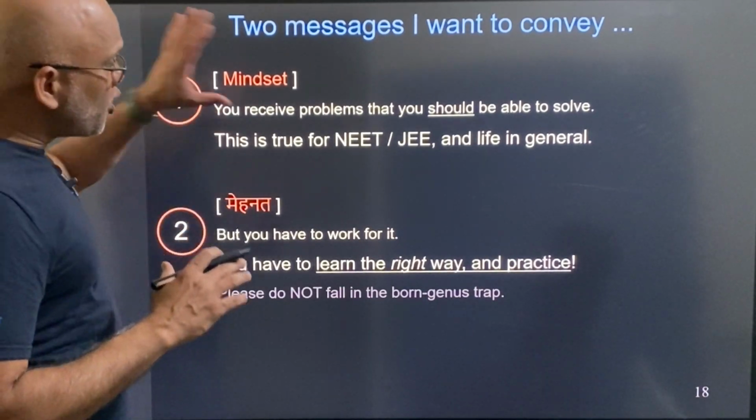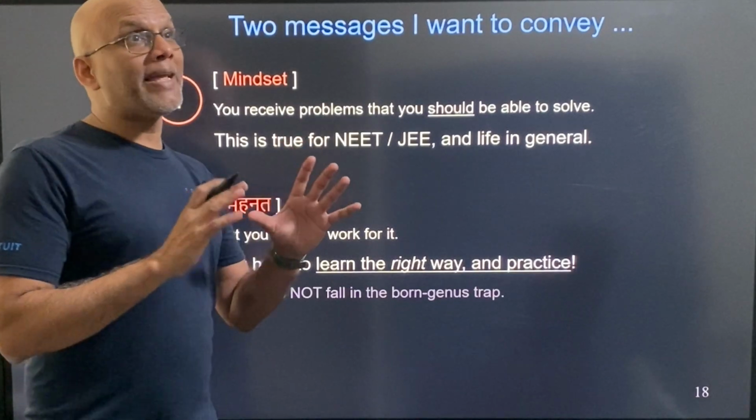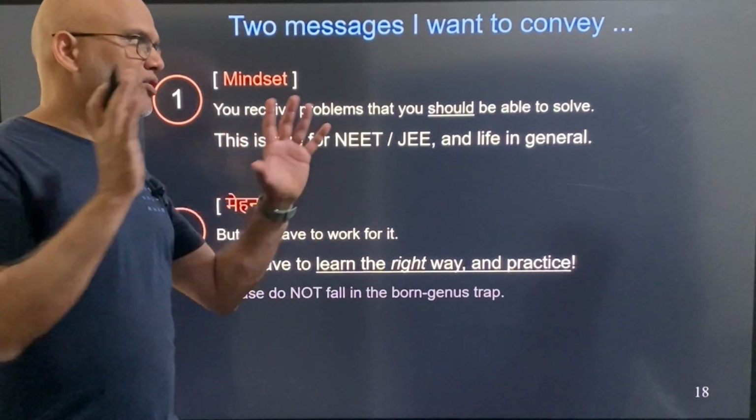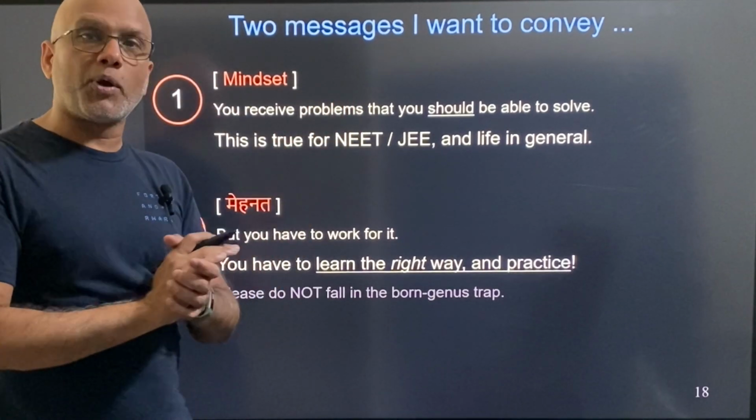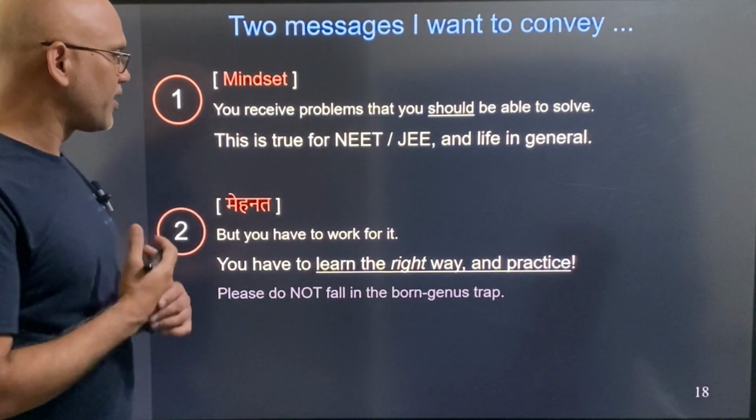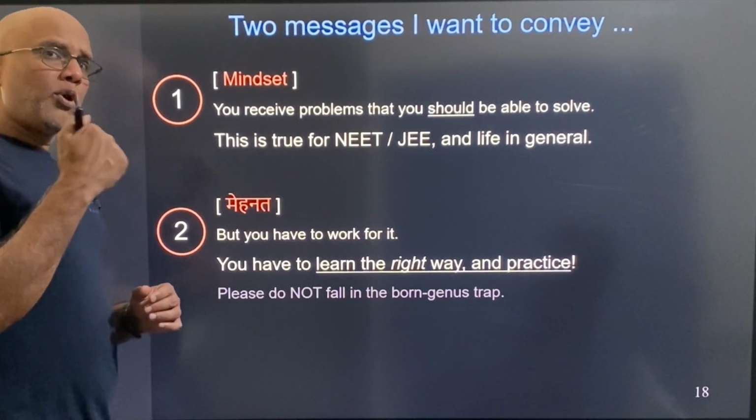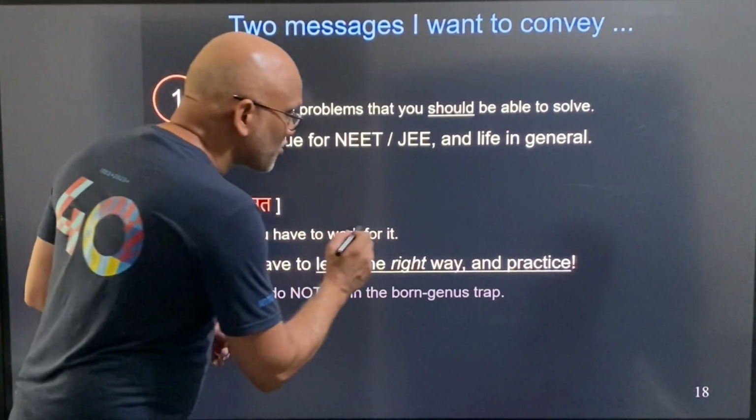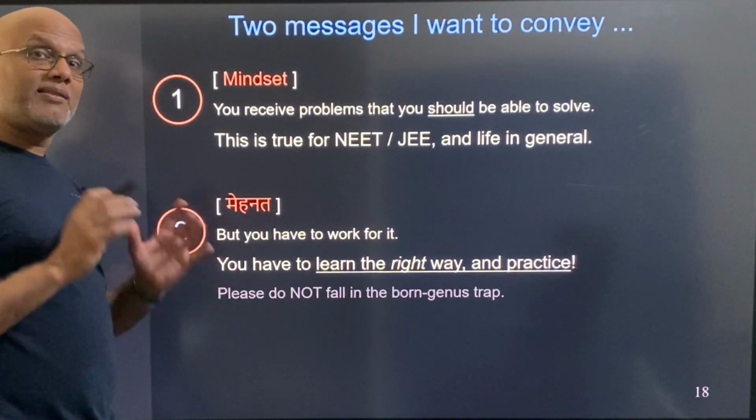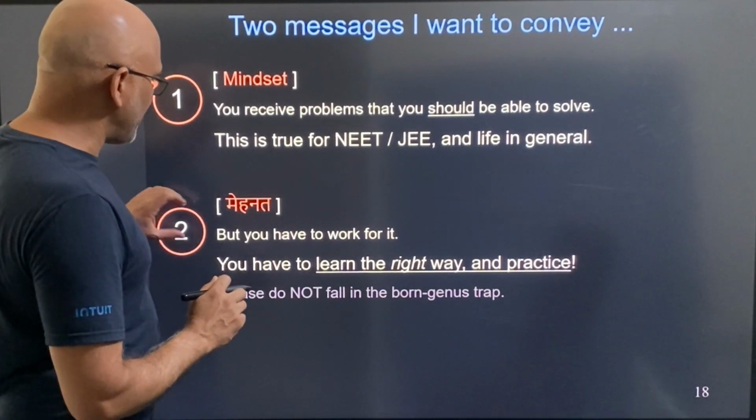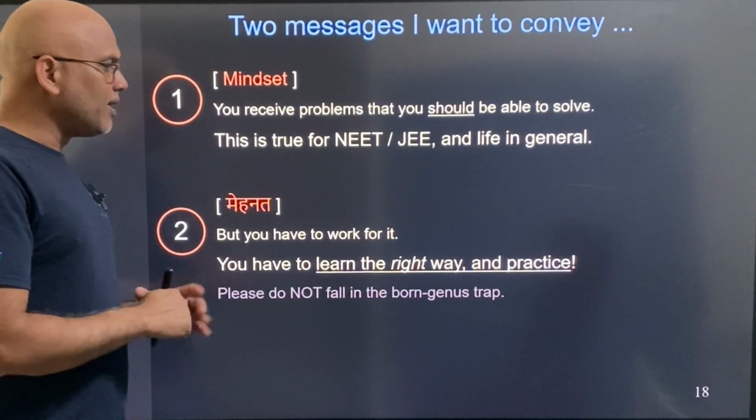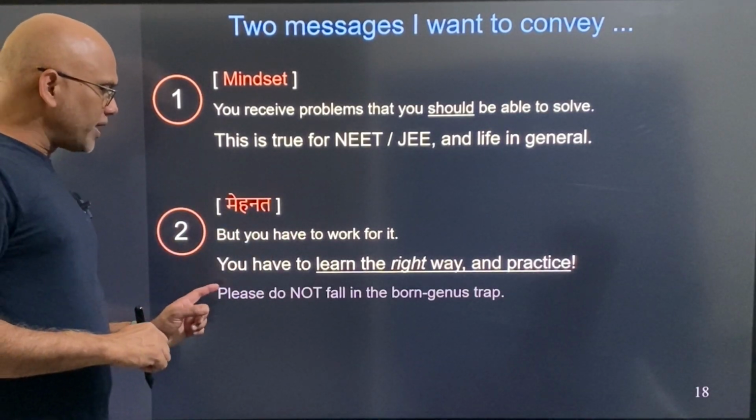It's okay, you should be able to solve it, but it's not like you don't put any effort and go straight in the exam and say that, oh, I should be able to solve it. It's not going to work, right? You have to work for it, right? And how do you work for it? You have to learn the right way and practice. That is the key, right? We will discuss these messages in detail in the next slides, but I will tell you one more thing here.